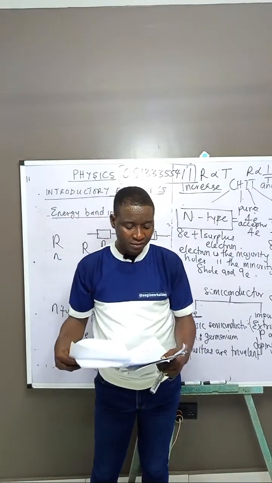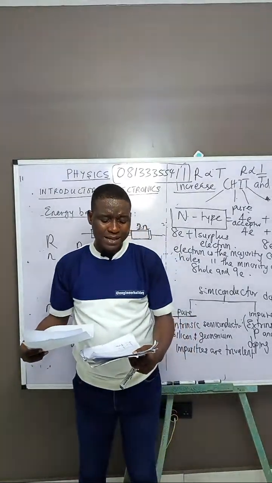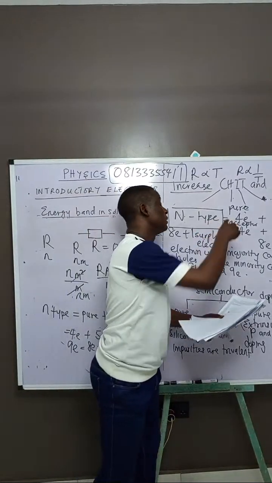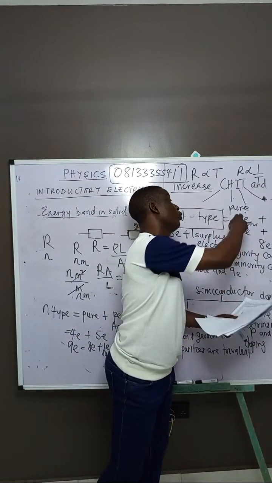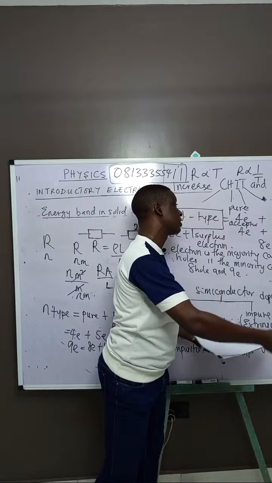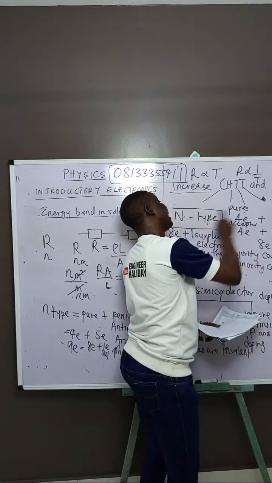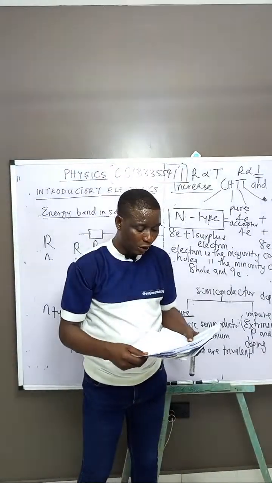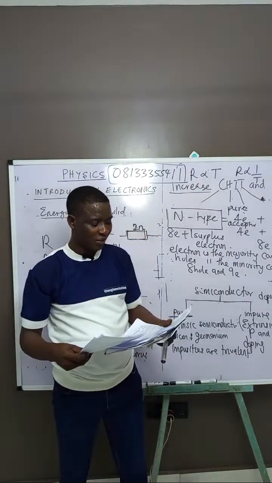Number 9, sir. What is number 9? He said a certain manufacturer. I've answered that question. They say the group of elements you have to use to produce an n-type is dash. The group of elements you use to produce an n-type is pentavalent. We have a lot of questions here.